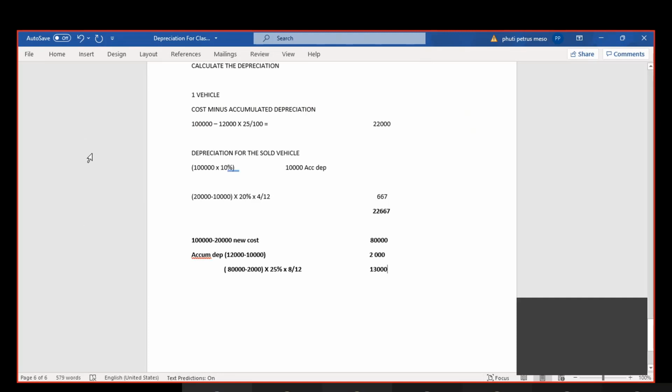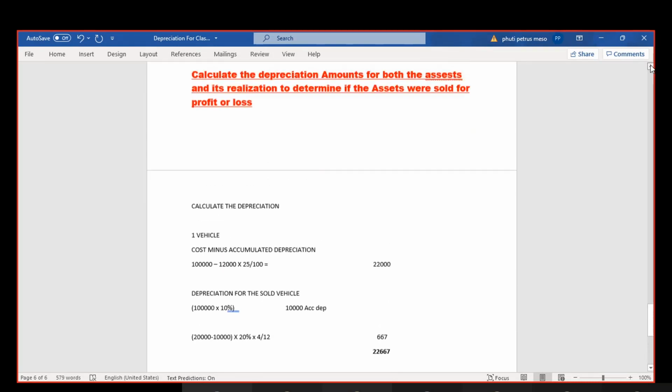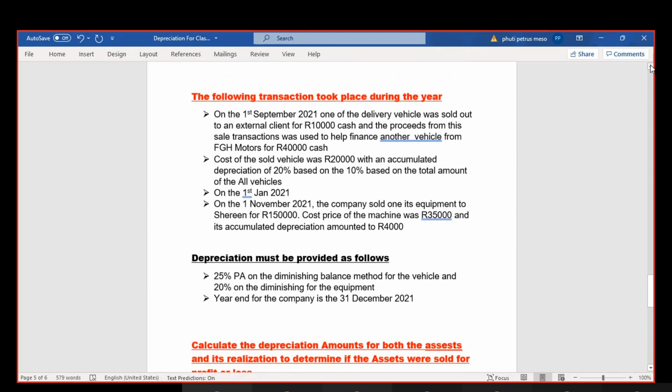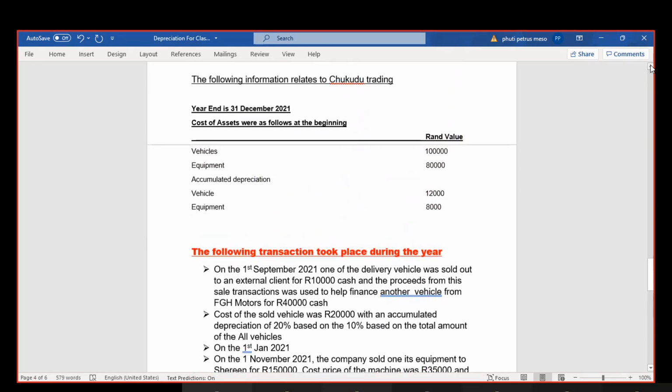Okay. It looks like we are done with the depreciation for the vehicle. Let me just hear if there are any questions before I move on. Any questions? Everybody's fine. Okay. Because I can see time is actually not on our side. I'm just going to do the depreciation for the equipment, and then we get off. And then when you get home, just do the realization as I've shown with the similar questions in 17. Right.